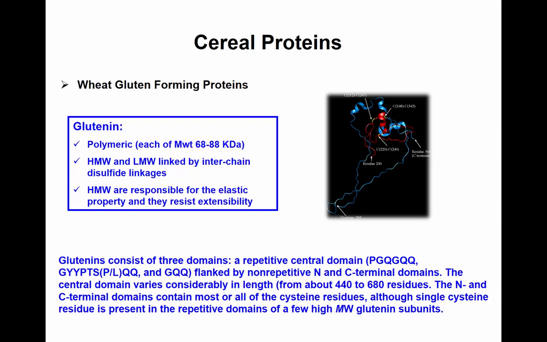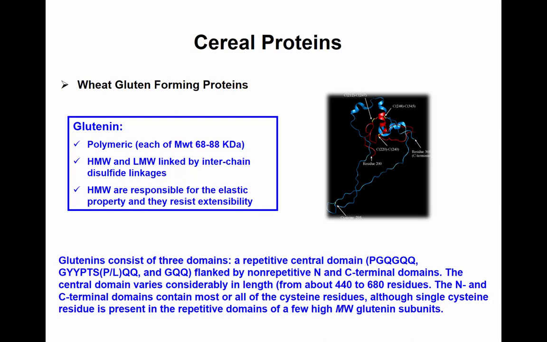They have two subclasses, the high molecular weight and low molecular weight glutenins, and I'll show you in a gel where they usually are. And they are responsible for elastic properties. Then I'm going to explain how it was determined that they were responsible for elasticity.